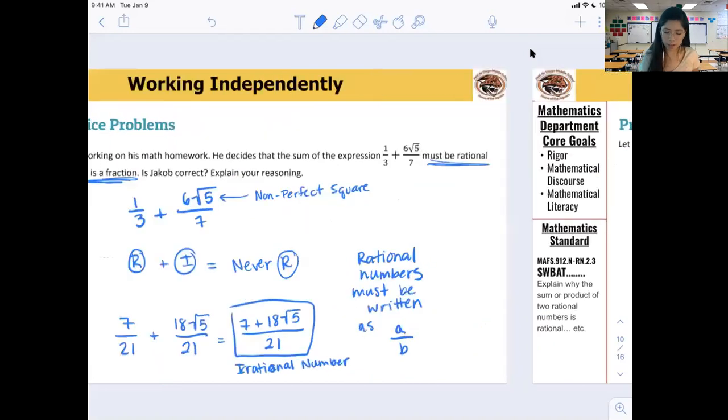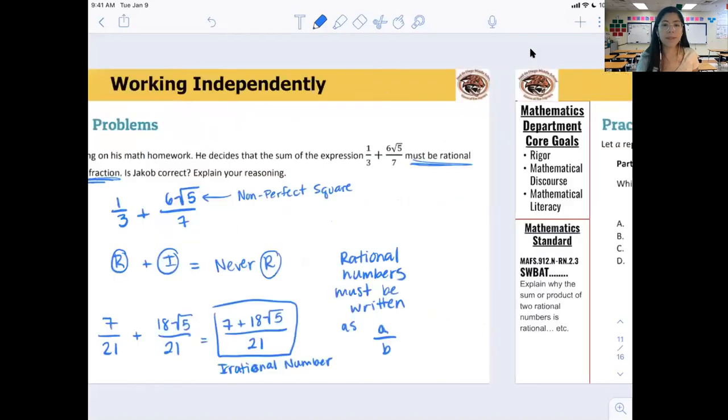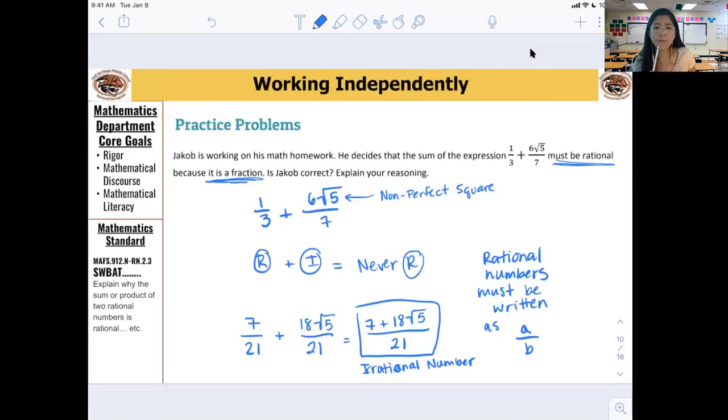Okay, moving right along. Wait, Miss Lopez? Yeah. How did you get the 18? Since it's not in the root, you had to multiply it. Yeah, in order to get my common denominator of 21, I had to multiply the top and the bottom times 3. So I just did 6 times 3 equals 18. But like I said, don't stress out too much about that part. I just wanted to show you guys why the answer is still irrational, even though it's a fraction.